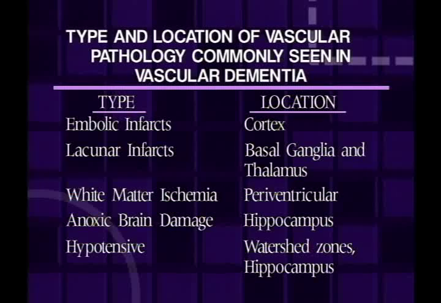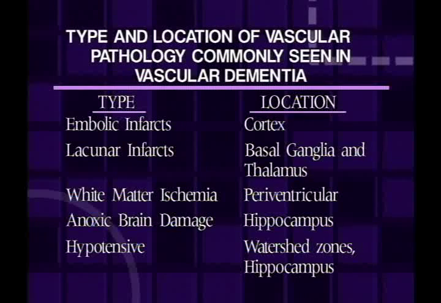Frequently resulting from tiny blood clots originating in vessels in the neck or in the heart. Lacunar infarcts, on the other hand, are slit-like small, tiny strokes located in deep structures such as the basal ganglia and thalamus. They result from hypertensive damage to small blood vessels. White matter ischemia is very commonly described on brain imaging studies. It's typically seen around the ventricles, and again it's due to small vessel disease, especially from hypertension.